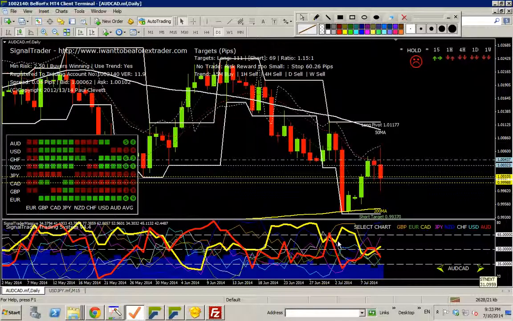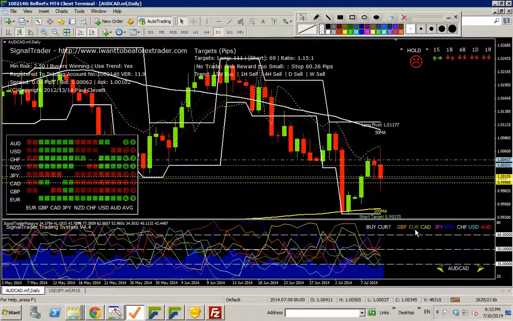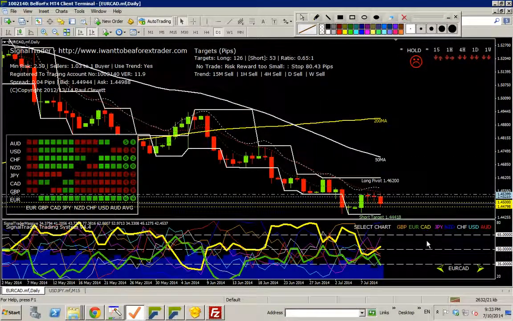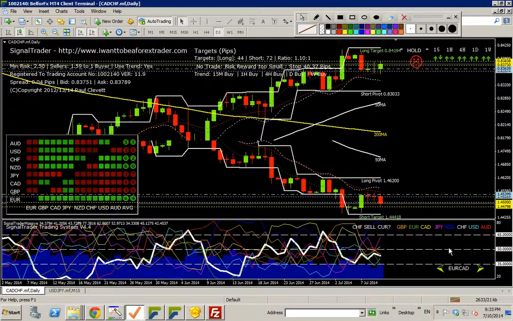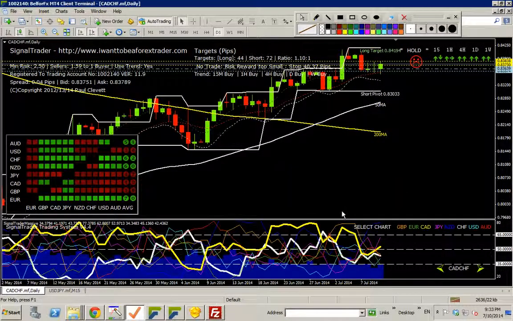So that's part of it. You can see it's really easy to move around. Also, you can do this: select chart, Euro CAD, and it'll switch me to the Euro CAD chart. Or I could just go select chart, Chief CAD, which is the wrong way around, but Strobot doesn't mind. The SignalTrader Forex trading system knows that it's actually CAD Chief and sorts it out for you. So that's basically it.